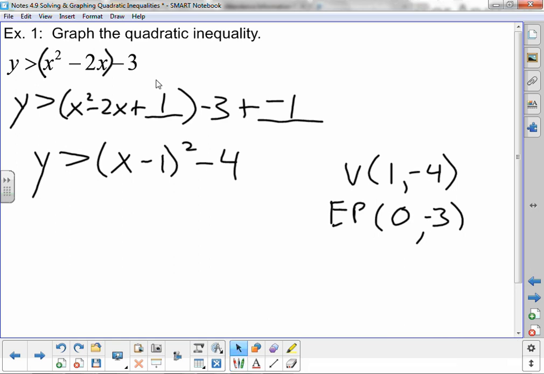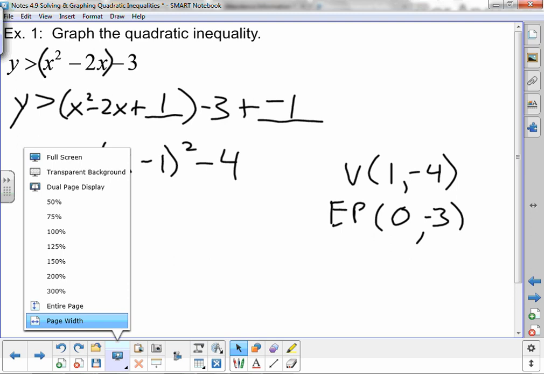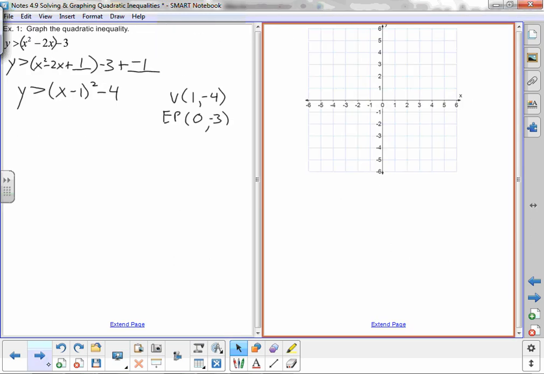All right, so plotting that. Let's see here, dual page. Let's make this a little bigger.